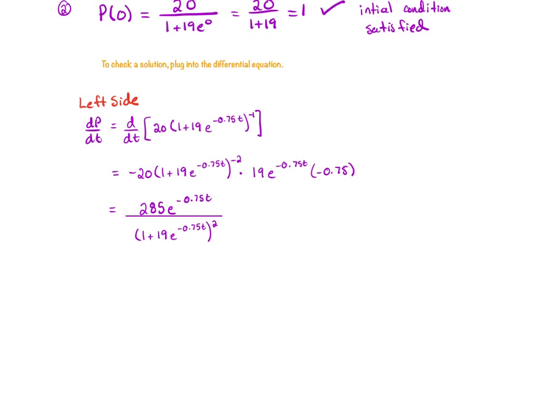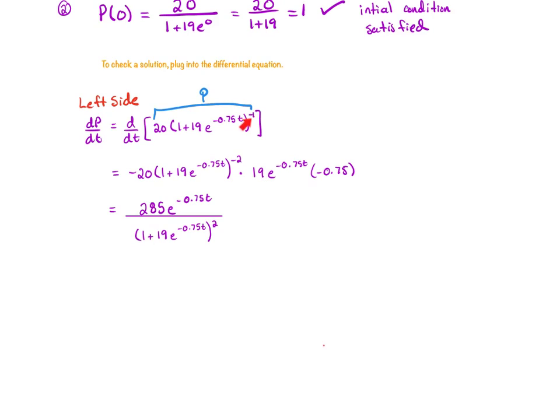So the initial condition is satisfied. The second part to checking is the verification, so plugging into the differential equation. I need to first calculate dp/dt because that's the left-hand side of the differential equation. So I'm taking the derivative with respect to t of my proposed solution. This is my p right here. So taking the derivative of p, notice that I rewrote it in exponent form so I didn't have to use a quotient rule. I will need to do the chain rule.